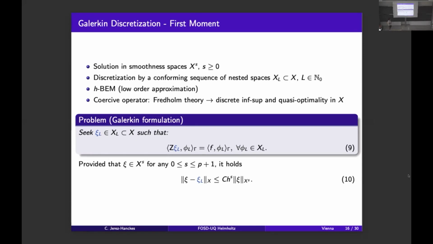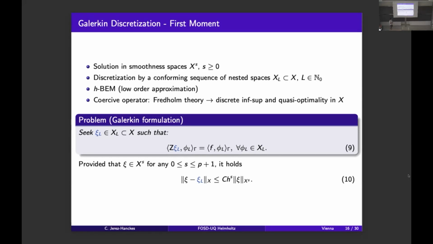So what are we looking for? This is the Galerkin formulation for the discretized problem, L denoting the largest of the nested spaces X_L in X. So it's a conforming discretization in H^{-1/2}, H^{1/2}. You choose depending on the specific problem you're solving, and then you have the right hand side.